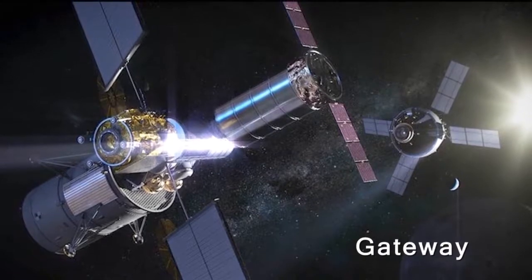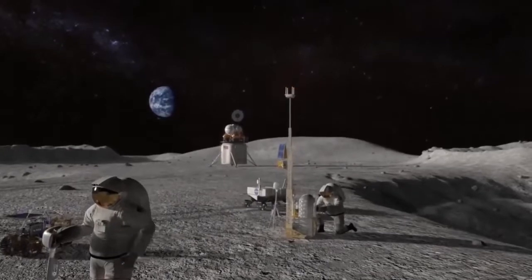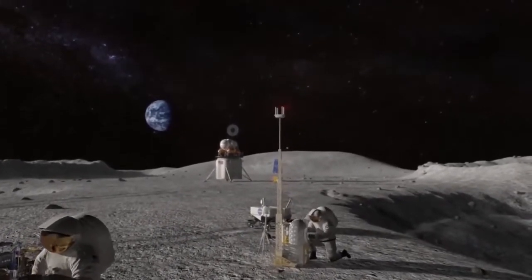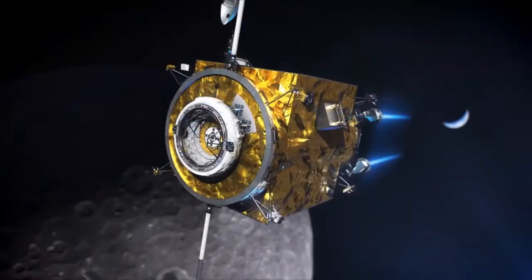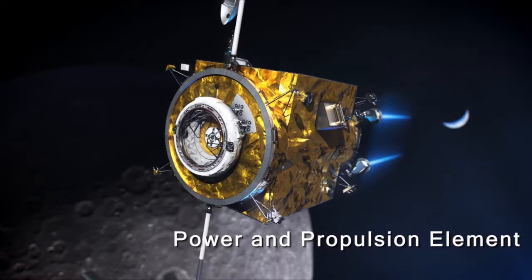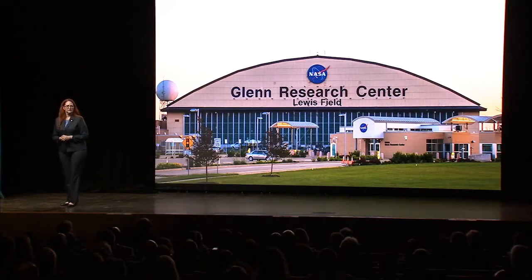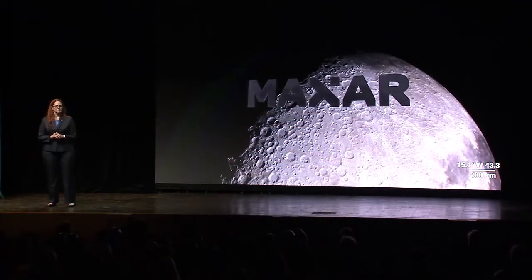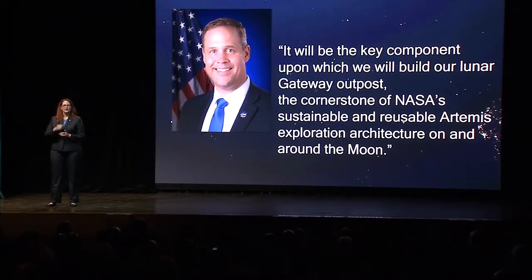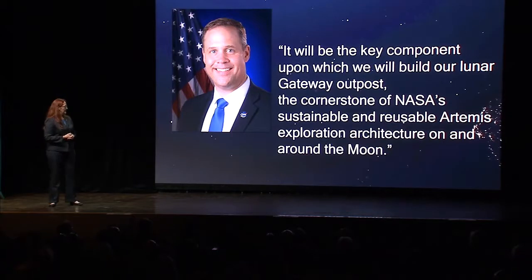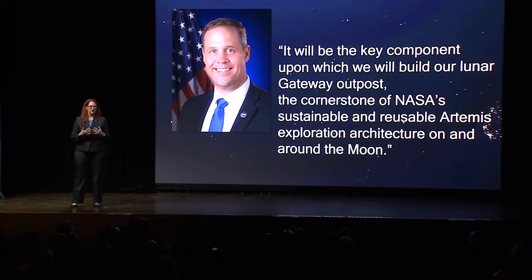aggregate and assemble the spacecraft that will land onto the Moon, as well as provide us with a communications relay to support robotic and human missions anywhere on the Moon's surface, but starting at the Moon's south pole. The first element of the Gateway is the power and propulsion element managed here in Cleveland at NASA Glenn Research Center and built in a public-private partnership with Maxar Technologies. Now, said our administrator, Jim Bridenstine, of the PPE, it will be the key component upon which we will build our Lunar Gateway outpost, the cornerstone of NASA's sustainable and reusable Artemis exploration architecture on and around the Moon.